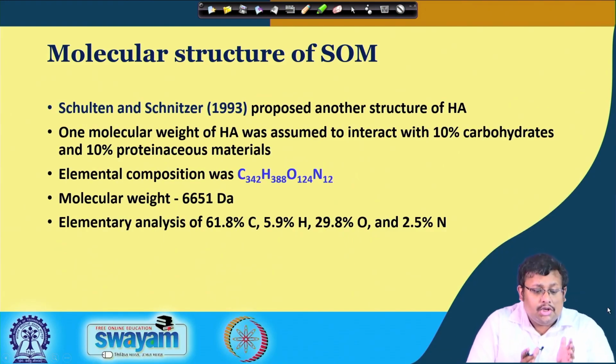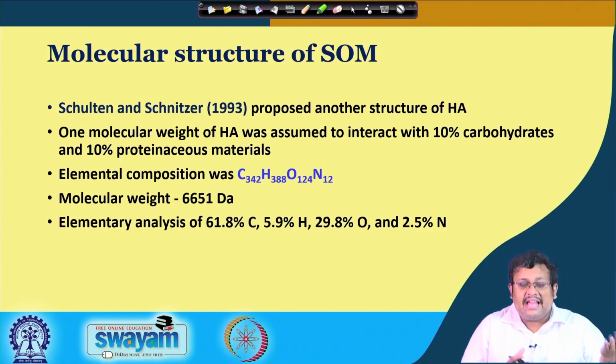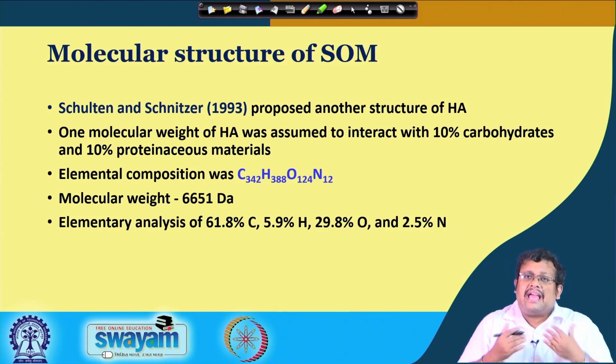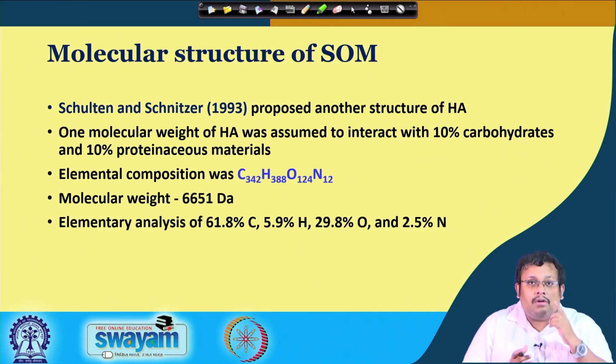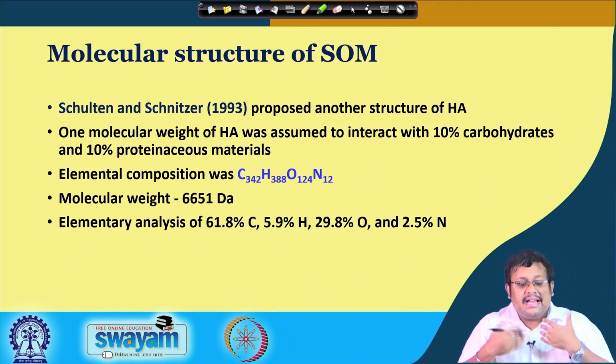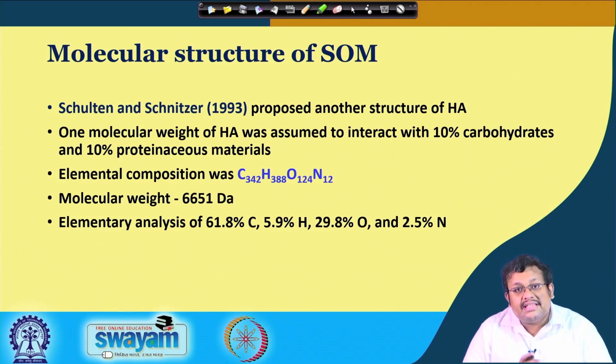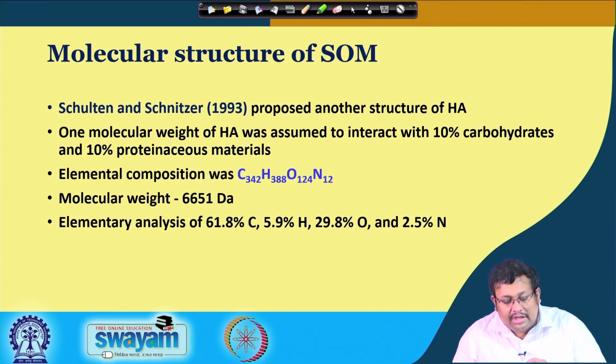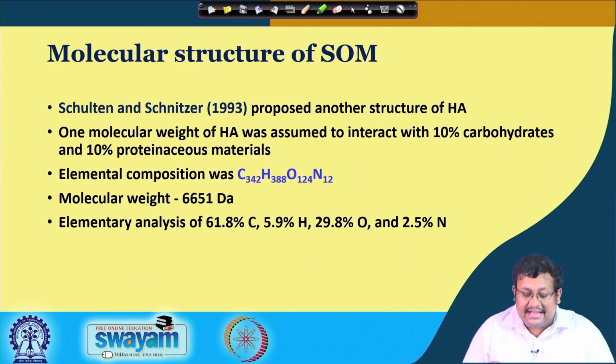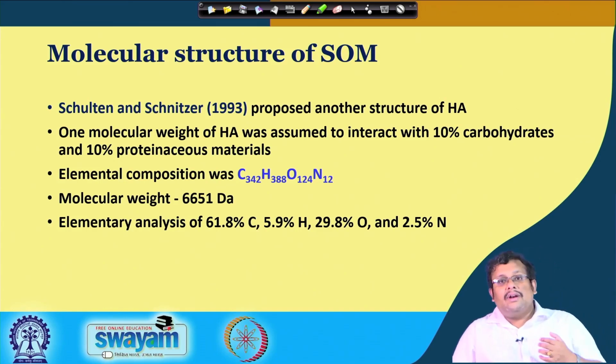So, let us see other structures. Schulten and Schnitzer in 1993 proposed this structure. They have proposed another structure of humic acid. Now, in this humic acid structure, one molecule of humic acid was assumed to interact with 10% carbohydrates and 10% proteinaceous materials, and they proposed the elemental composition as C342, H388, O124 and N12, and they have calculated the molecular weight of 6651 Dalton.